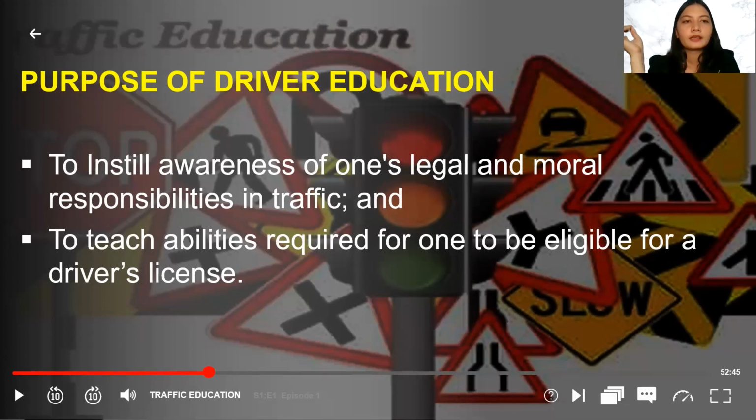So this purpose is very important, especially when you want to be a driver and you are getting a driver's license. Why? Because there are people who just get their driver's license through fixers, but they don't know the proper disciplines and their responsibilities when it comes to driving. That's why some of them are causing accidents.